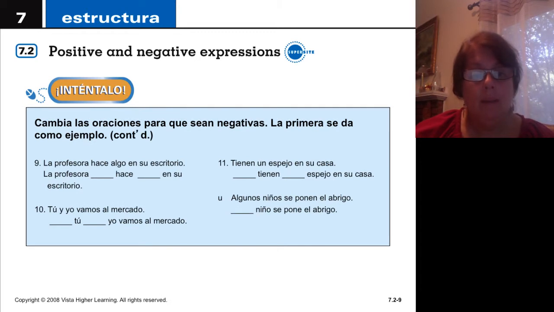And here we go. Cambia las oraciones para que sean negativas. It's the same thing. You are going to go through to 12. I'm not quite sure why the 12th one has a U. That should be the number 12. So the sentence is, algunos niños se ponen el abrigo, and you are going to give me the right word that goes in front of niños se ponen el abrigo.